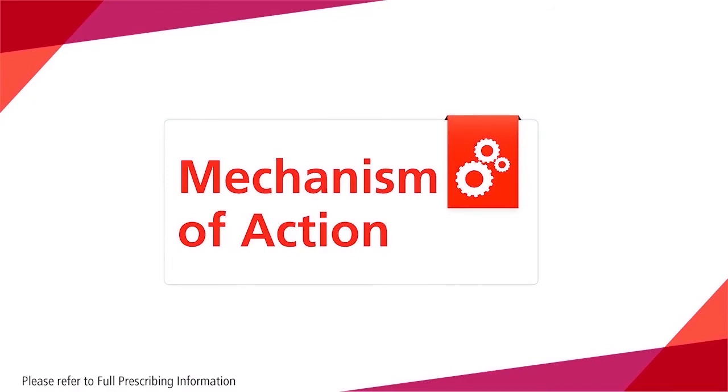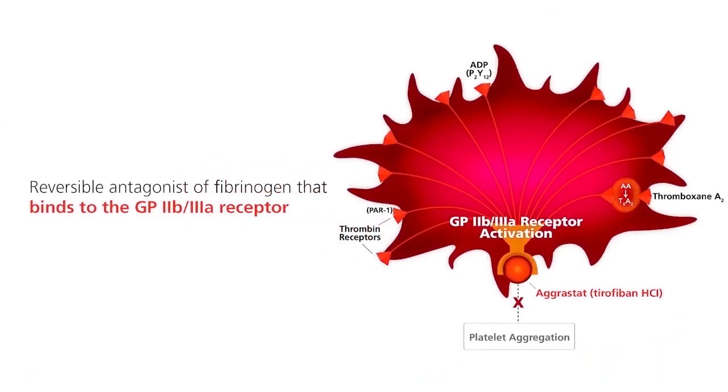Mechanism of action. Aggrastat is a reversible antagonist of fibrinogen that binds to the glycoprotein IIb/IIIa receptor, thereby blocking the final common pathway to platelet aggregation. Aggrastat's competitive removal of already bound fibrinogen can result in disaggregation of a newly formed thrombus. The high-dose bolus regimen achieves greater than 90% inhibition of platelet aggregation within 10 minutes. Platelet inhibition is reversible following cessation of the infusion. Following discontinuation, platelet aggregation returns to near baseline between 4 and 8 hours in approximately 90% of patients.